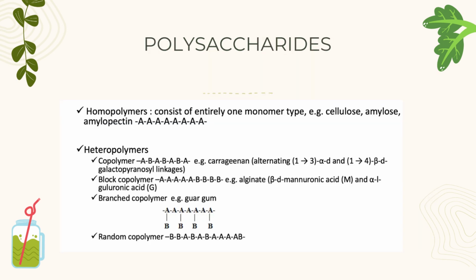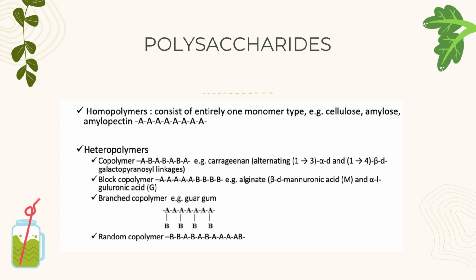Polysaccharides exist as 2 types, homopolymers and heteropolymers. Homopolymers consist of only one type of monomer. For example, cellulose and amylose consist of only D-glucose, but they differ in terms of the linkages of the glycosidic bonds. For cellulose, the glycosidic bond is beta-1,4, while for amylose, it is alpha-1,4 glycosidic bond. Hope you still remember the positioning of the hydroxyl group from our previous lecture.